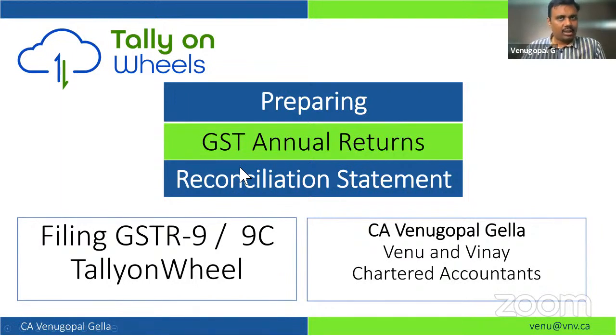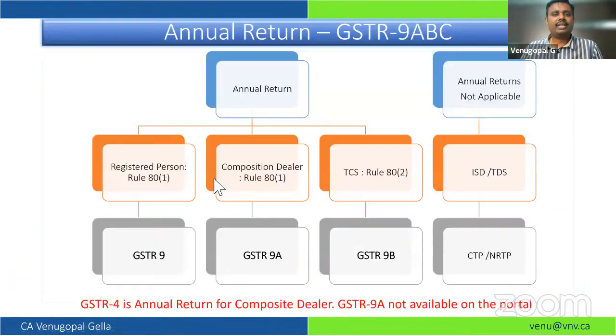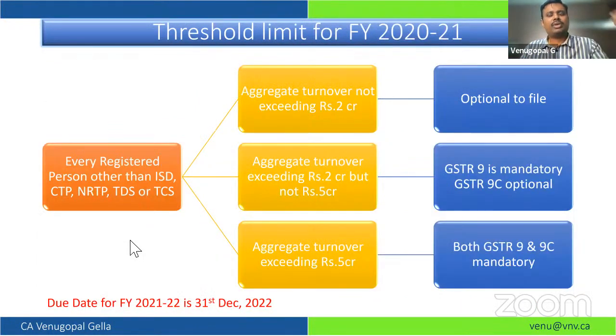I'm sure every one of you is aware the due date for filing the annual return is 31st December for the financial year 21-22, and we have to file GSTR9. If your turnover is crossing 5 crores, you should also file 9C along with 9. People ask this question: is there an extension in the due date? There is definitely no extension in the due date, and as of now, this is the due date within which you have to file the returns.